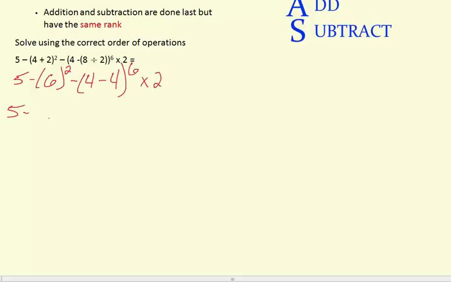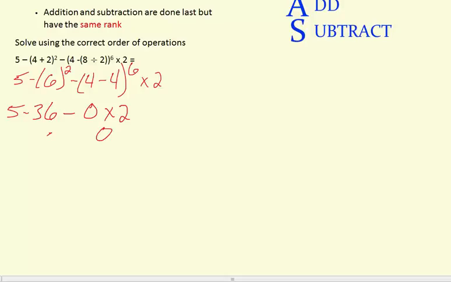If we deal with our exponents, we'll have 5 minus 6 to the second power, which will give us 36, minus 4 minus 4 will give us 0 to the 6th power, which will be 0 times 2. Now that we have dealt with our parentheses and exponents, we can deal with the multiplication. The only multiplication we have is 0 times 2, which will give us 0.